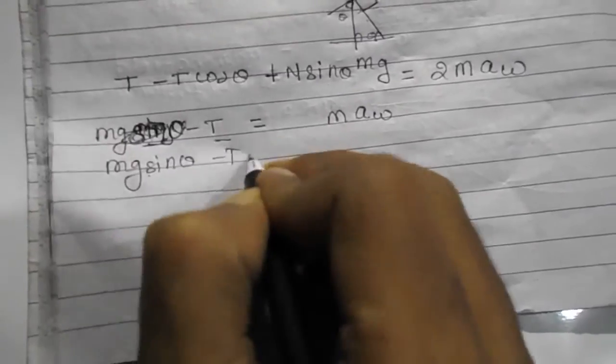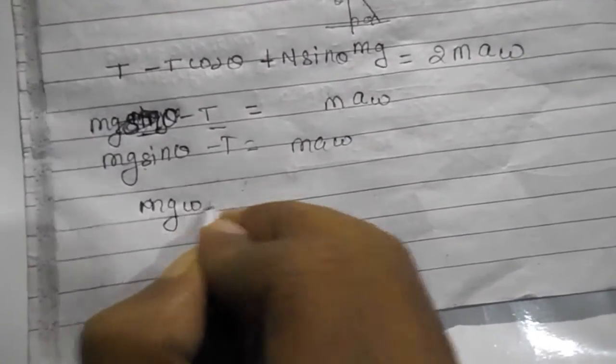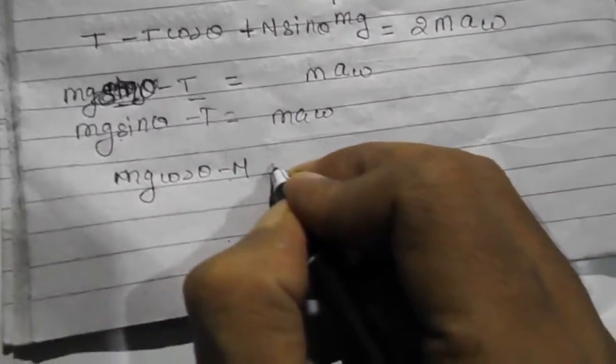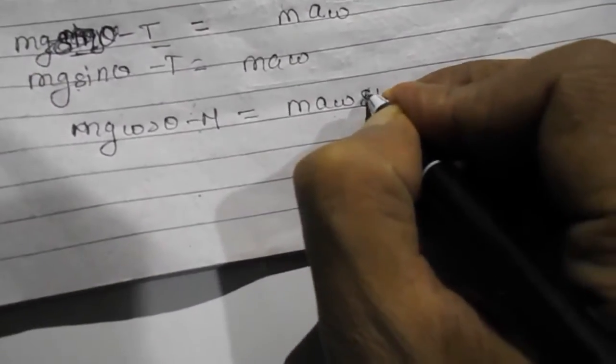You should note down mg sin theta here. mg sin theta minus T is equal to ma omega. And N: mg cos theta minus N should be equal to ma omega sin theta. Okay guys, so here how many variables do you have? This is T and omega. You have three equations, so you can solve it by yourself.